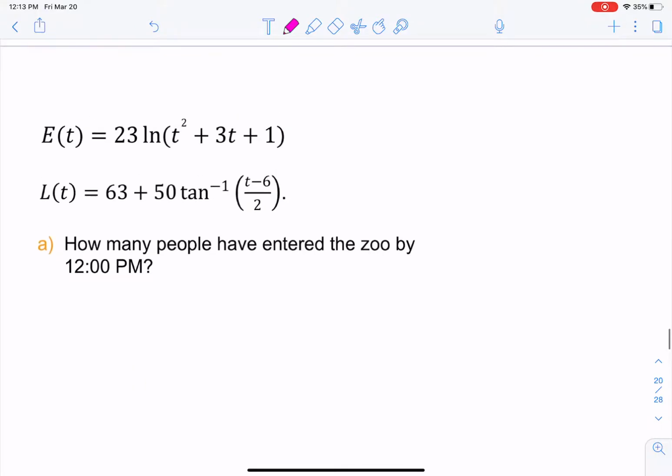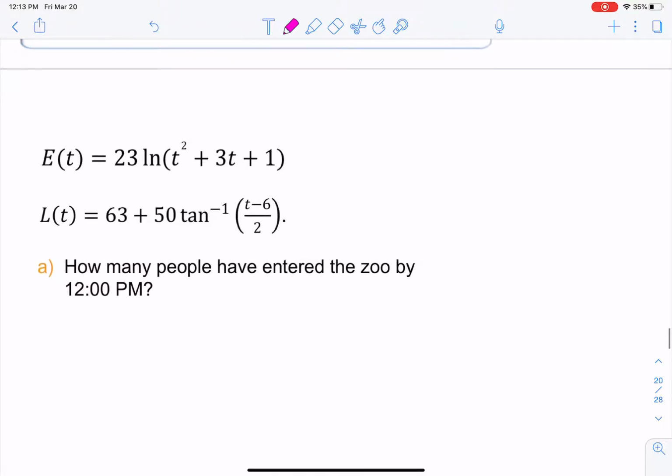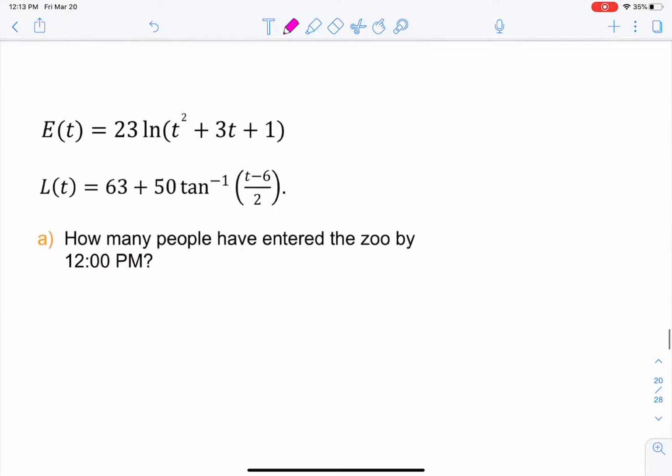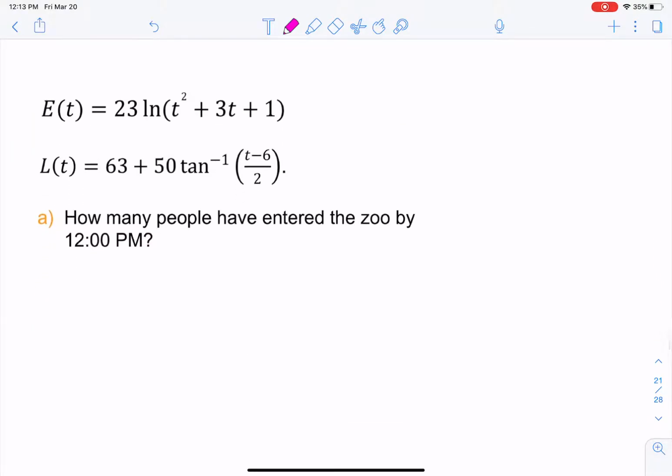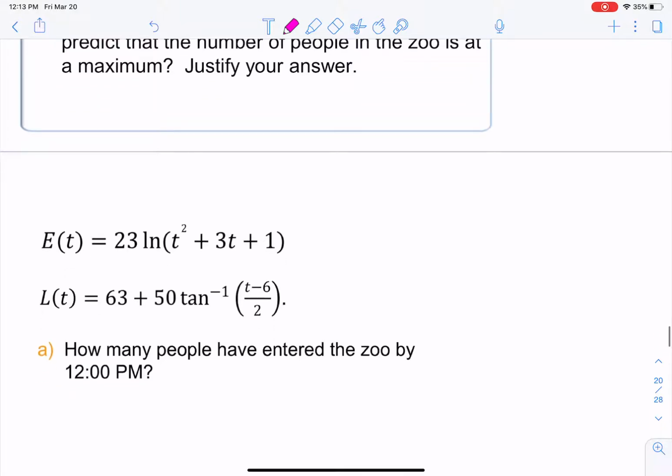Okay, how many people have entered the zoo by 12 p.m.? So, whoa, okay, that's Mr. LaBelle again. How many people have entered the zoo by 12 p.m.? I'm going to find the accumulation of this E function. The E function, let's make some sort of notes.